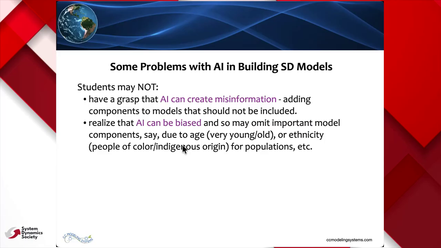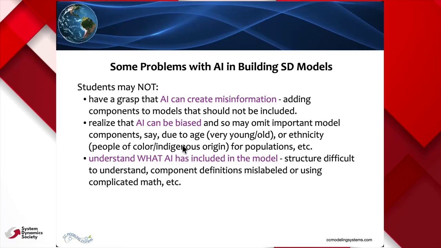Students may not realize that AI can be biased, and so in its responses may not consider, say, a population of young people or old people. They may not give you model pieces that have all the people considered, or they might not consider people of special ethnicity or indigenous people. So we have to realize that AI can give us biased information when it builds a model. So that can be a problem.